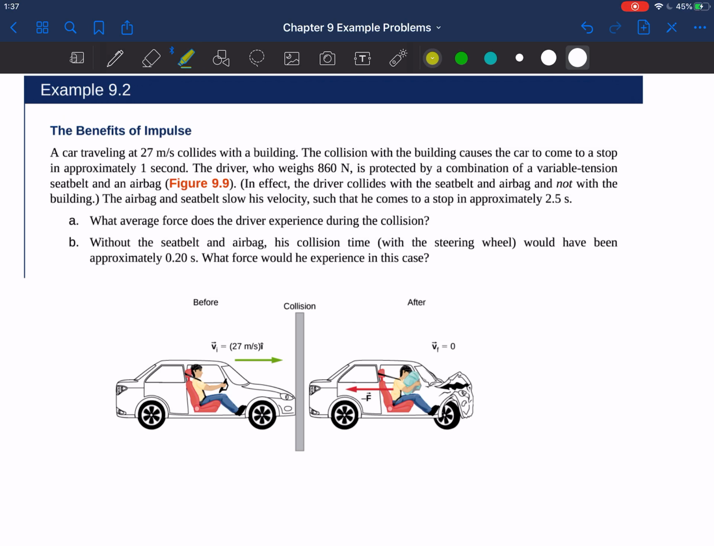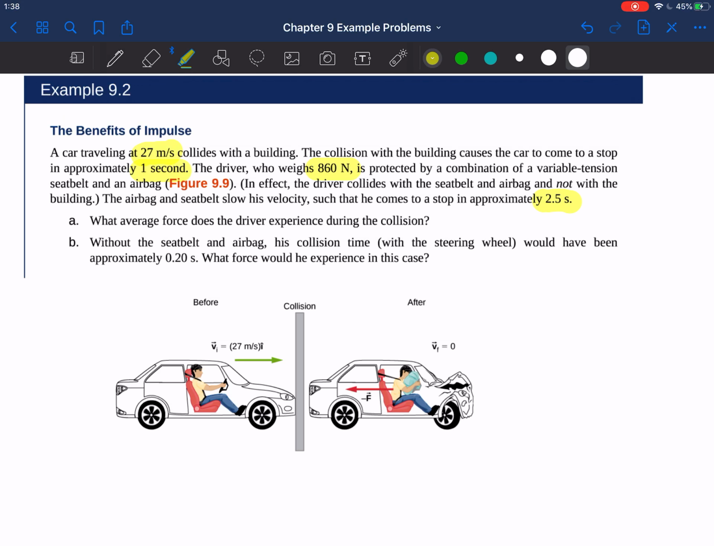A car traveling at 27 meters per second collides with a building. The collision with the building causes the car to come to a stop in approximately 1 second. The driver, who weighs 860 newtons, is protected by a combination of a variable tension seatbelt and an airbag. So in effect, the driver collides with the seatbelt and airbag and not with the building. The airbag and seatbelt slow his velocity such that he comes to a stop in approximately 2.5 seconds.